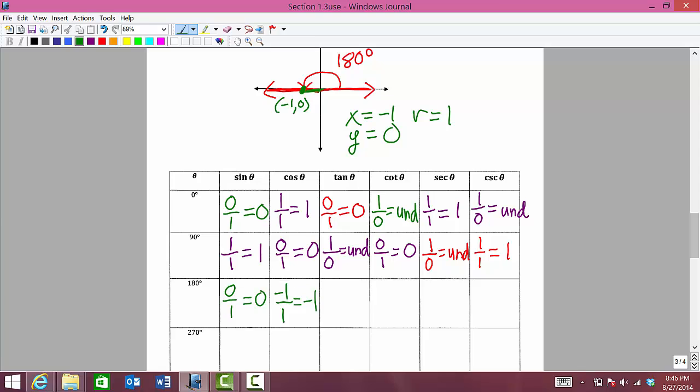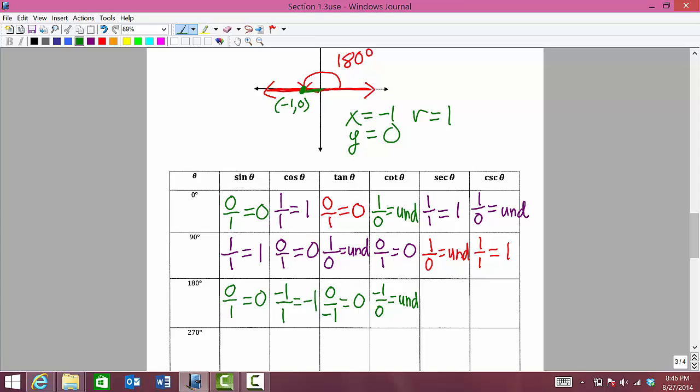Cotangent is y divided by x, so that would be 0 divided by minus 1, which would be 0. Cotangent is x divided by y, that's negative 1 divided by 0, which would be undefined.